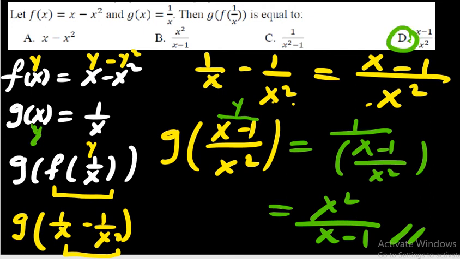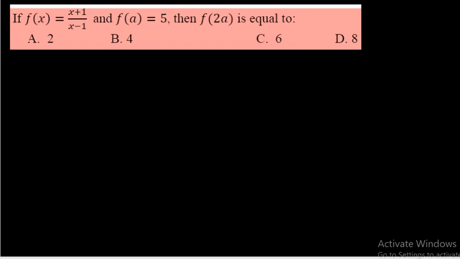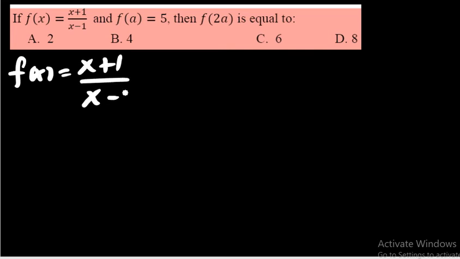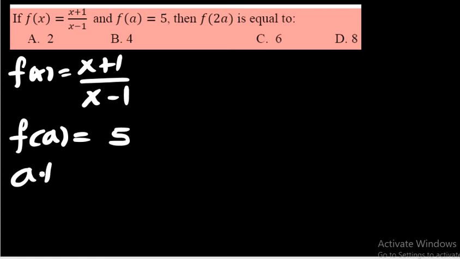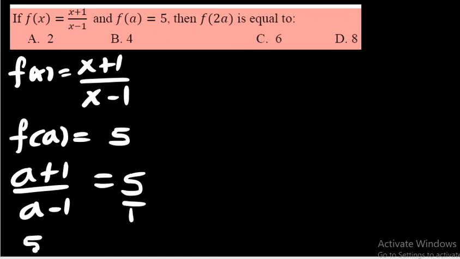Okay, let's continue to the next question. The next question says f of x is equal to x plus 1 over x minus 1. And the other given condition, f of a is equal to 5. What is f of a? Replace a in place of x. So a plus 1 over a minus 1 is equal to 5. Then crisscross, we can multiply. That means 5a minus 5 is equal to a plus 1. Let's get the a value.